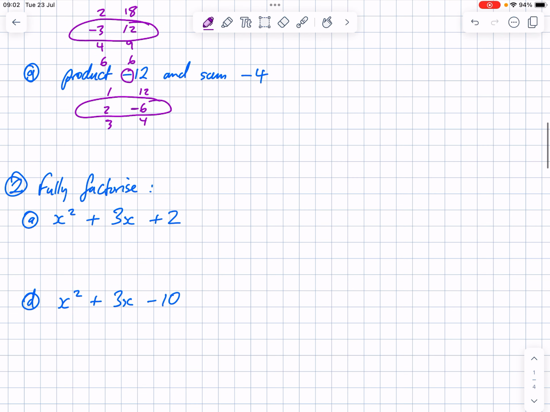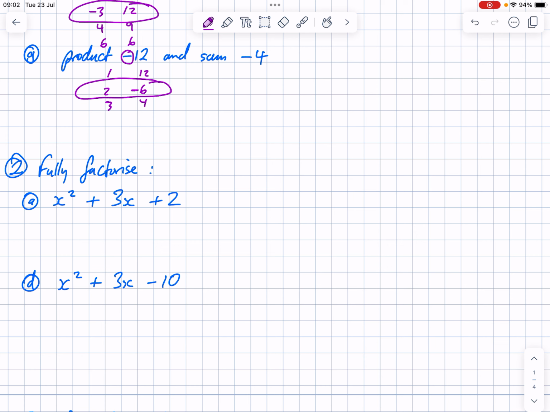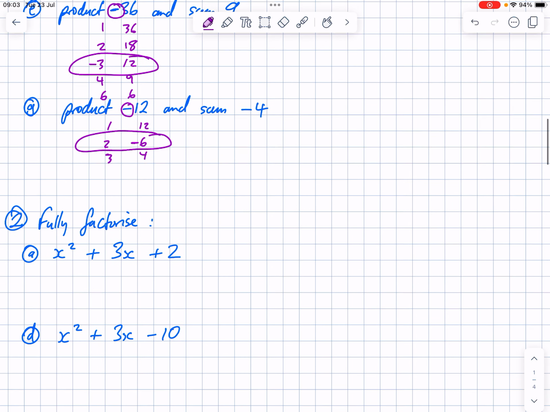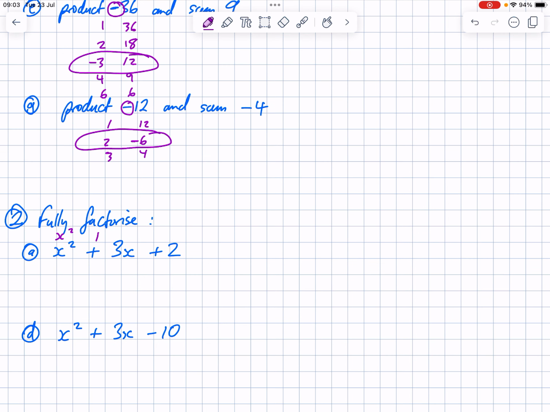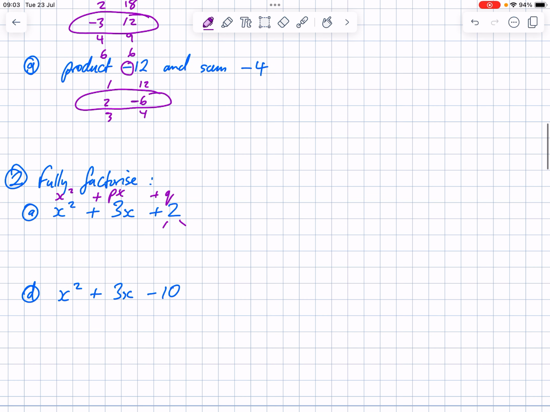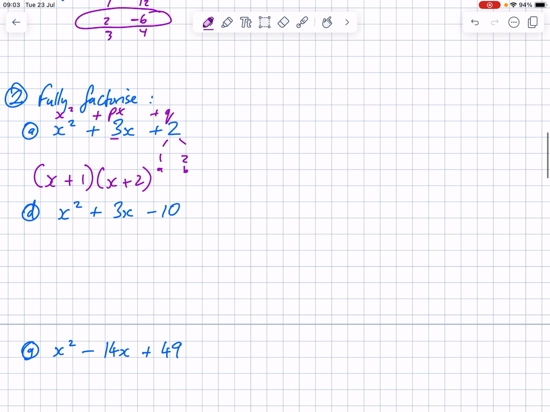So let's practice fully factorizing using the sum and product law. Based on the lesson that you've been taught, this is x squared plus px plus q. Work out what the factors of q are. What are the numbers I times together to get 2? 1 and 2. Is there a way that I can add them or subtract them together to get 3? Yeah, 1 plus 2. So my a is 1, my b is 2. So this factorizes to (x plus 1), which is a, and (x plus 2), which is b.